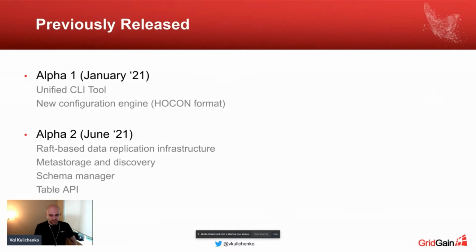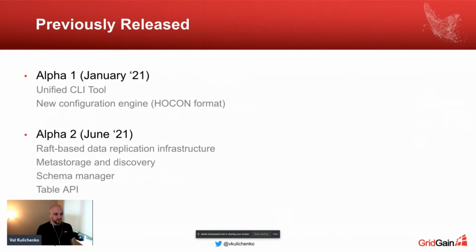So this is, again, just to refresh everyone's memory. We're going through approximately 3 months milestones by providing alpha releases. So in January, early this year, we released the first alpha. As I said, we started in October last year, and right in the beginning of this year, we released the first alpha, which had this first version of the CLI tool, as well as the configuration engine, which is based on Hawken format, which I mentioned before, and also a couple of internal architectural things as well.